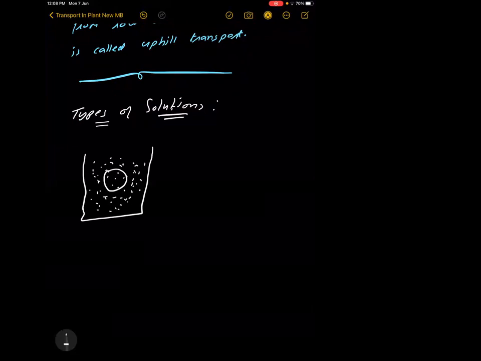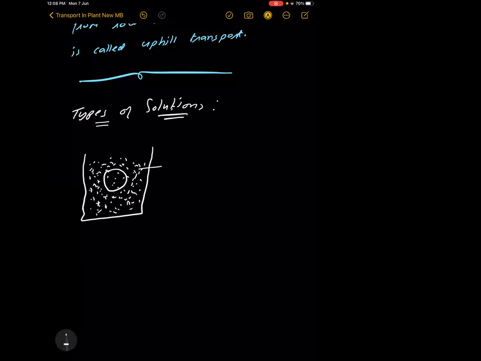This is the cell. This is the outer solution in a beaker, in a system, which is hypertonic. The cell sap or the outer solution? Outer solution, sir. Obviously, outer solution. This is hyper, as compared to the cell kept in that solution.